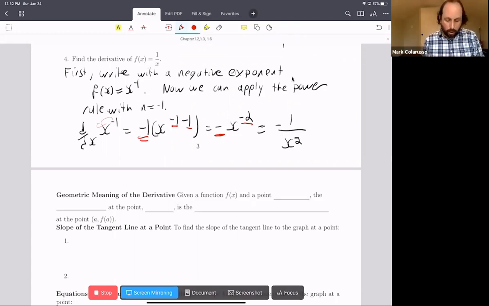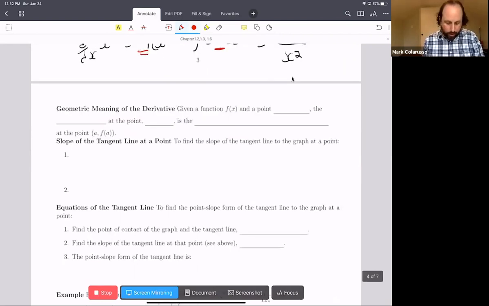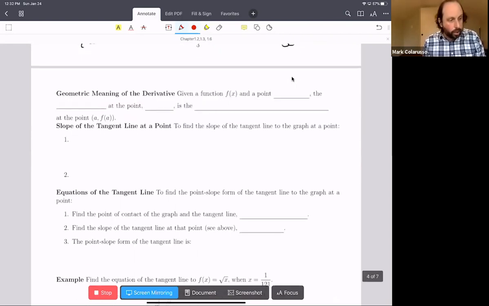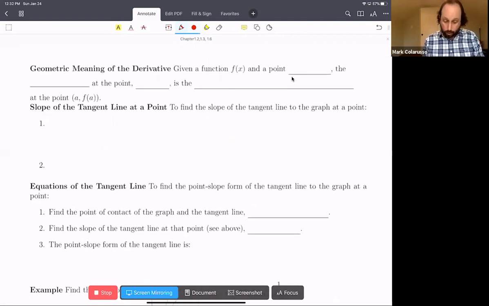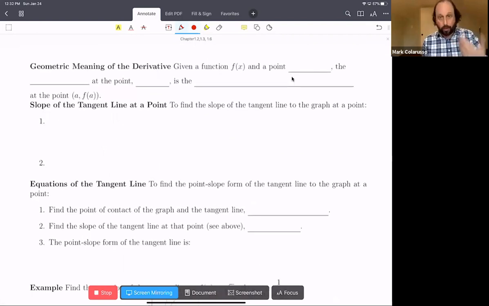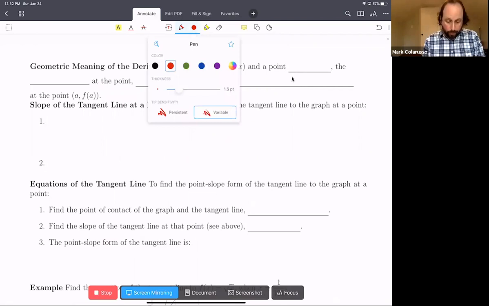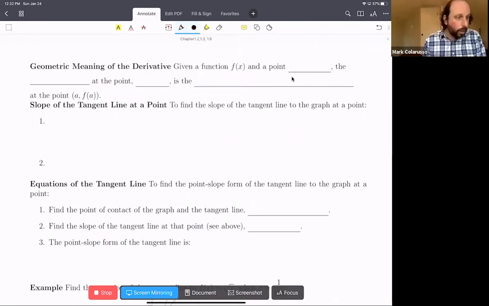Okay, so now we can tie this algebra, the new rules we've just developed, together with the geometry we discussed earlier. So what is this derivative calculating? I've alluded to this as we've gone along, but let's make it very clear.